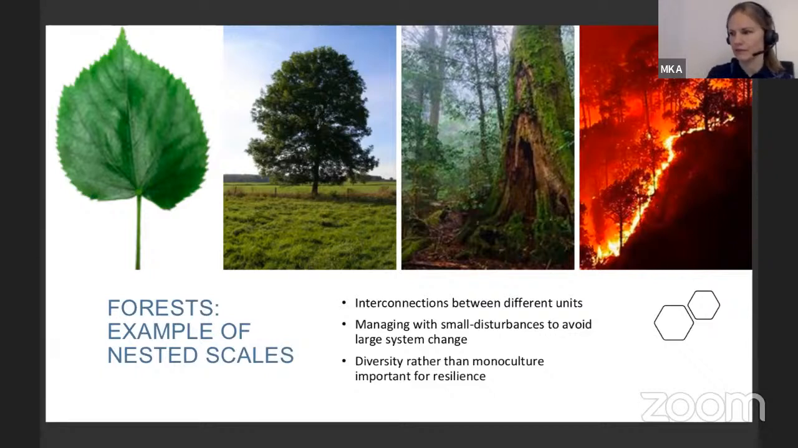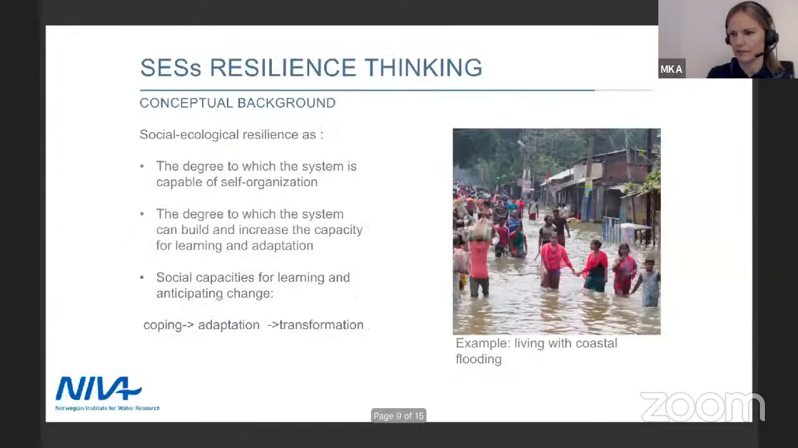So next slide, please. And resilience is also about the degree to which a system is capable of self-organization and how able it is to adapt to crisis. And the original goal is also to try to build social capacities to learn and to adapt to change. One example of this can be if we think of communities living with coastal flooding, which is common across Asia, of course, and other parts of the world.